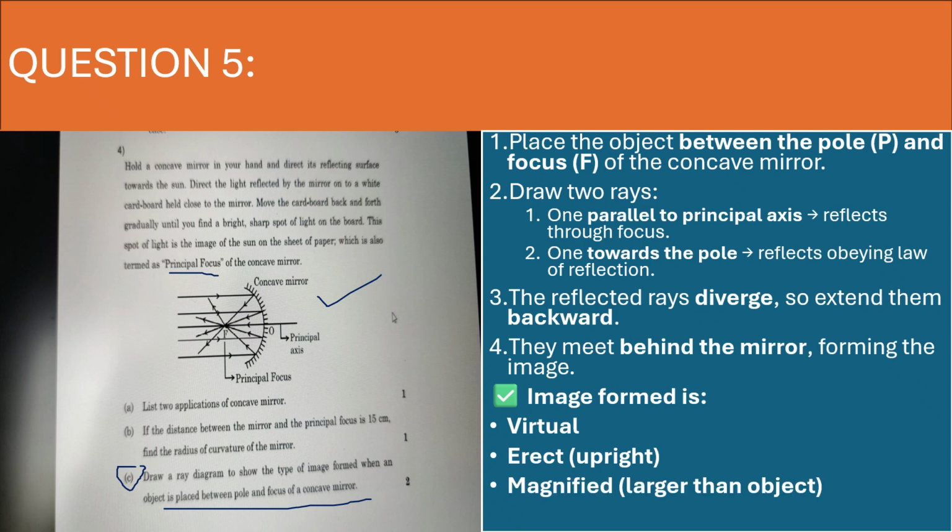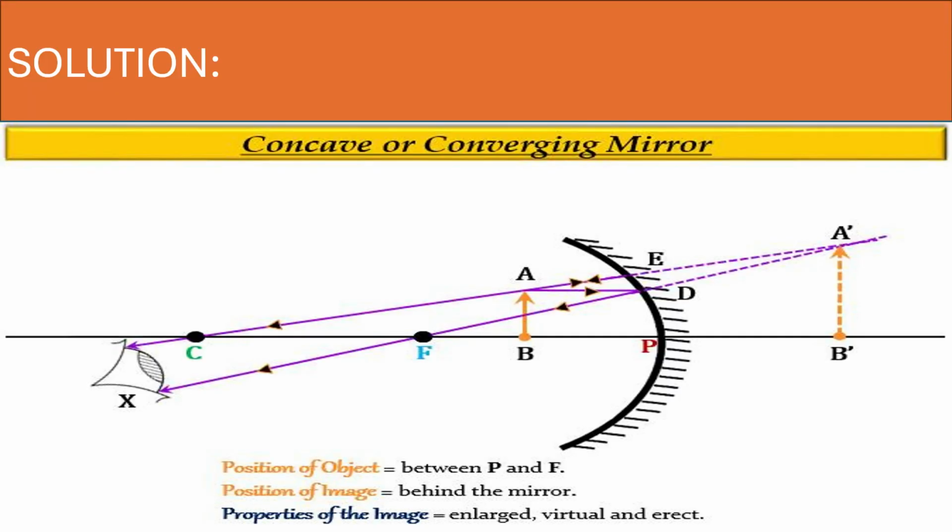Virtual, erect, and magnified. I'll be showing you the graph so that you understand the points which we have mentioned here. That will help you to know where the image is formed. Behind the mirror. You can see this is the image which is formed. The position of the object is between pole and focus, and the position of the image is behind the mirror. So what are the properties of the image here? It is enlarged, virtual, and erect. I hope this question is clear. It is extremely important related to the board exams.